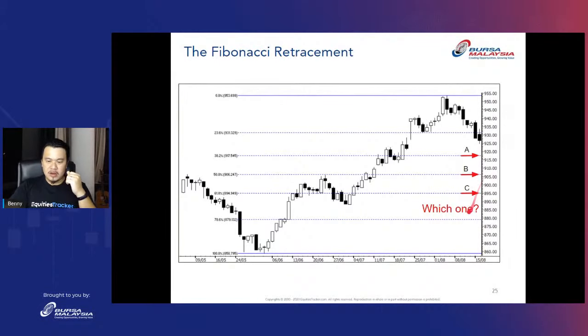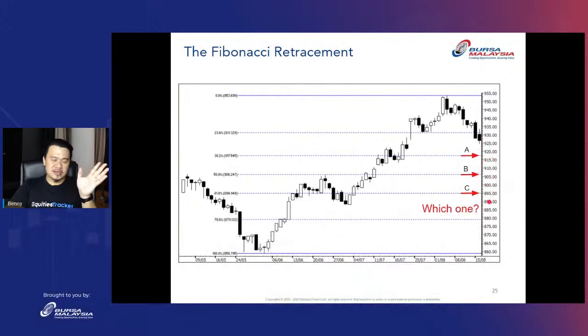What if I select only C? If it comes down to C, nice. Price rebounds from C and it continues the uptrend. But what happens if it does not come down to C? The moment it goes to A, it continues to climb. The moment it goes to B, it continues to climb. Then you missed out. So which one?